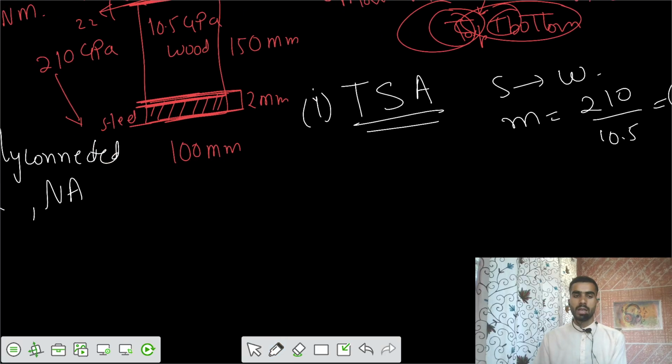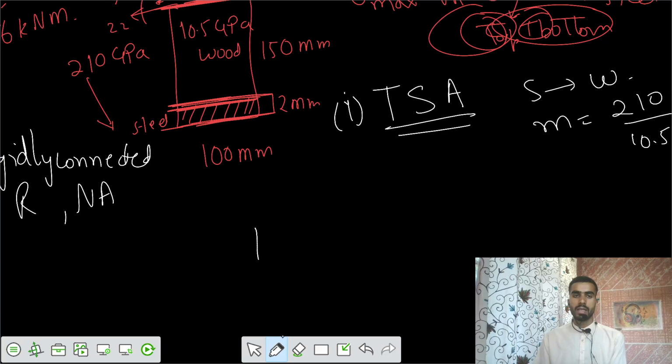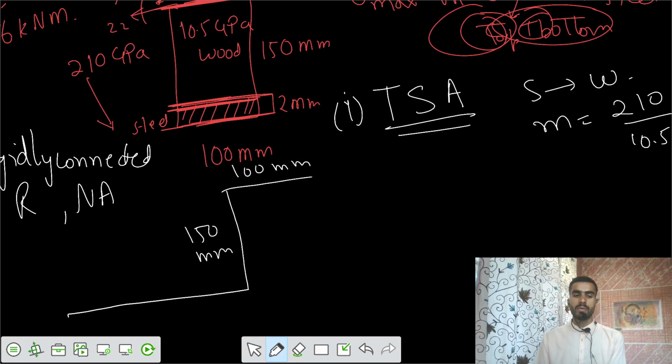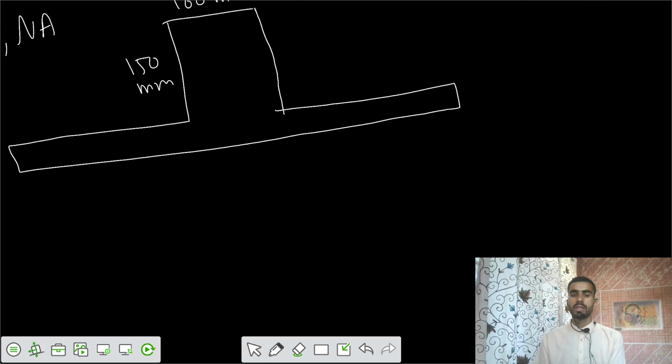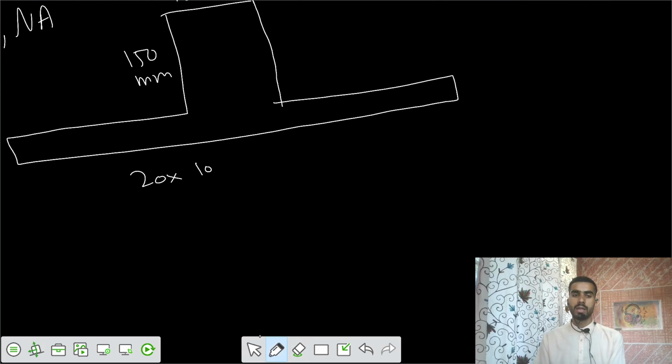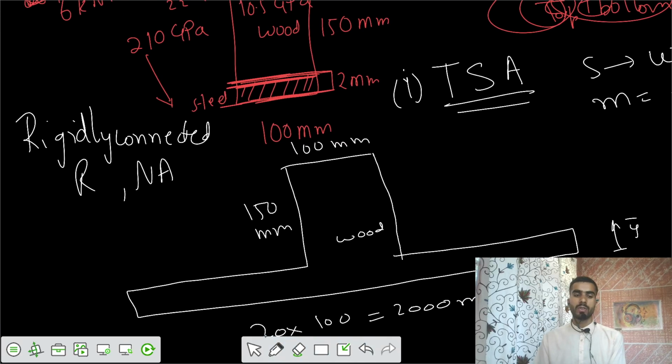So if you want to convert the width of the section, this was your 150 mm, and the width was 100 mm. This was 100 mm for the wood. Now you are converting the steel strip in terms of wood. So your width becomes 20 times that 100, that is 20 into 100, that is 2000 mm. A 2000 mm strip. So all is wood now. Now I need to calculate the neutral axis location. The thickness of the strip was 2 mm.